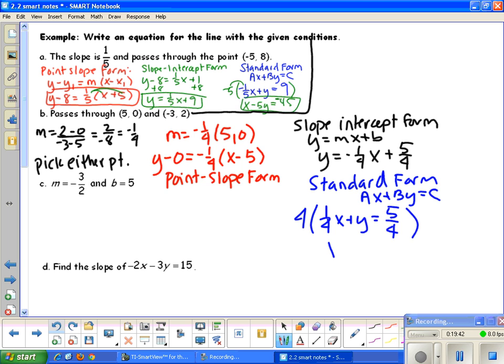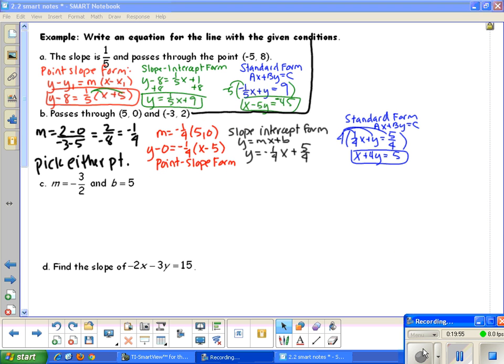4 times a fourth would give me 1x plus 4y equals 5. So again, all I did was distribute to each of the terms that we have right there. And this right here would be, of course, then my standard form. And normally in problems, you wouldn't have to probably do all 3 of these. However, it would tell you which form to use. So however, we're just practicing each of the different forms.